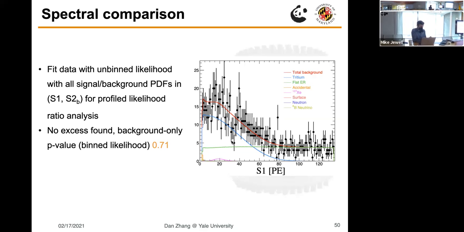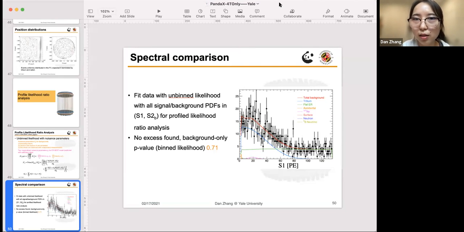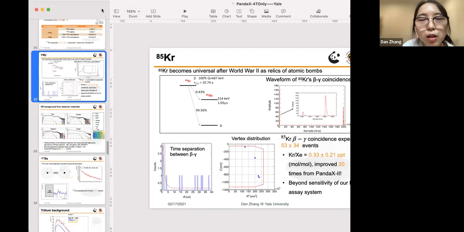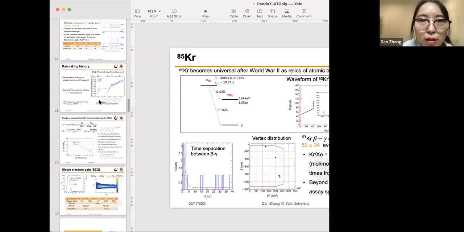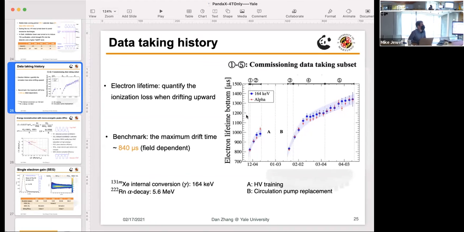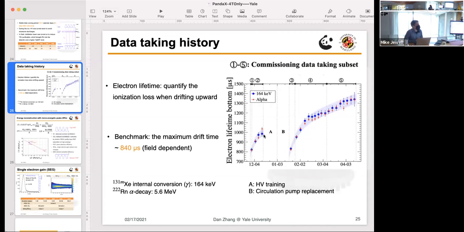Do we have any other questions from the audience? I don't see any hands, but I had a quick question about slide 25, where you were talking about the electron lifetime. It looks like it improved quite a bit after January or so. What changed? Is it just from cycling the xenon enough times, or was there something else?